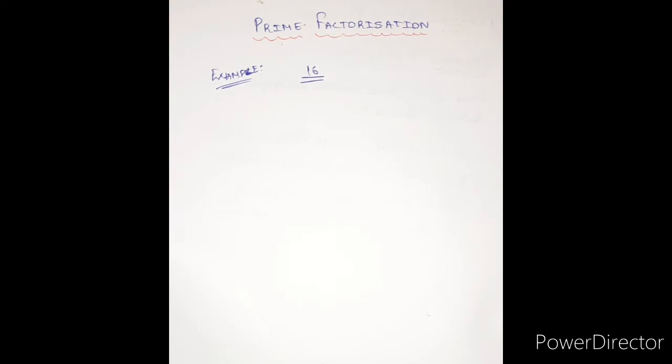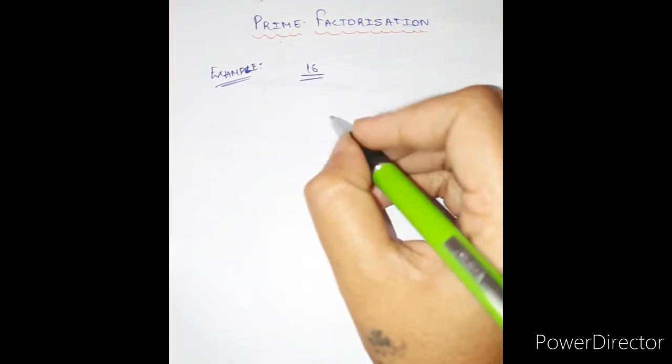Today's topic is prime factorization. The word prime factorization means we are going to use prime numbers. We already know what prime numbers are. We are going to use only prime numbers to factorize a given number, to find the factors of the given number. Okay, we do it in this way.